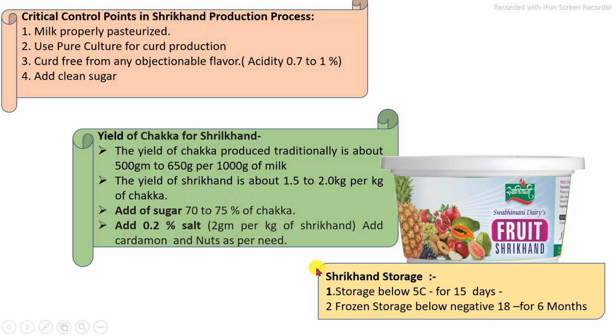The storage conditions for Shrikhand, Fruitkhand and Amrakhand are that with refrigeration temperature we get a 15 day shelf life, and if we use frozen storage, then we get more than 3 months to a maximum of 6 months storage life.